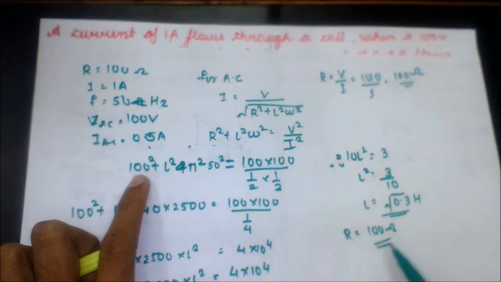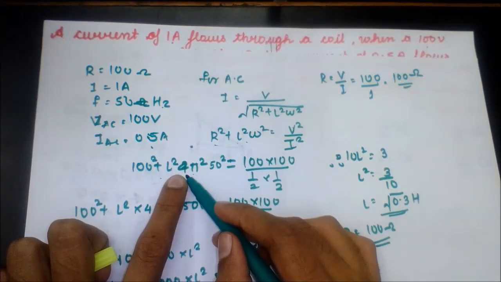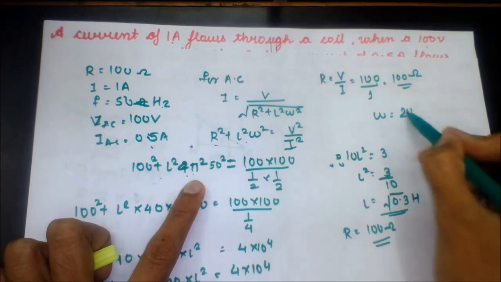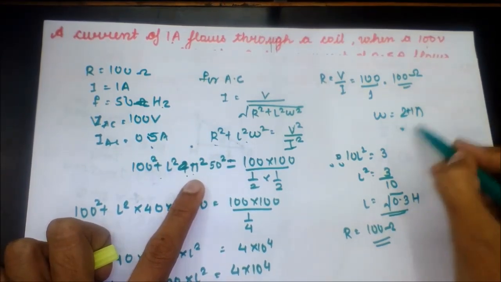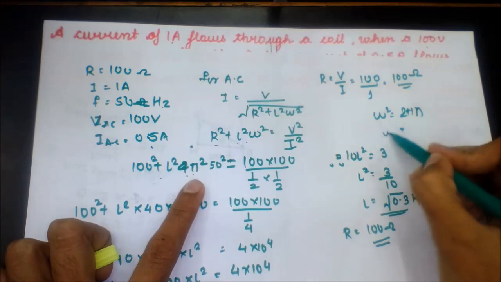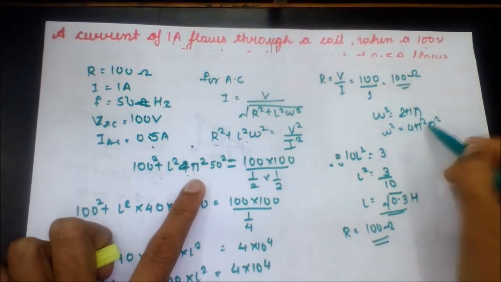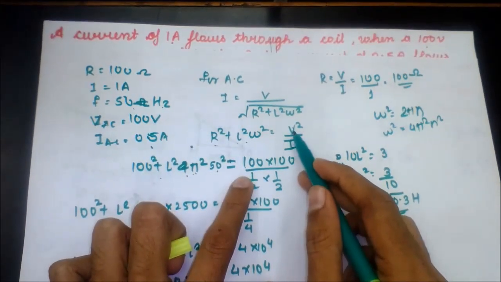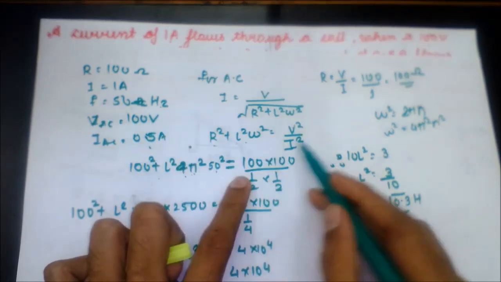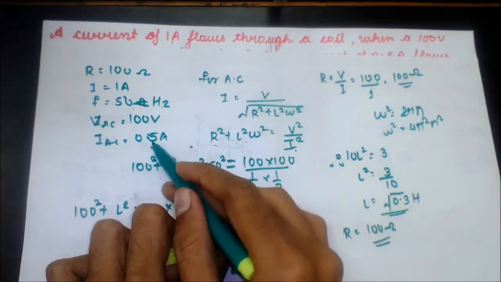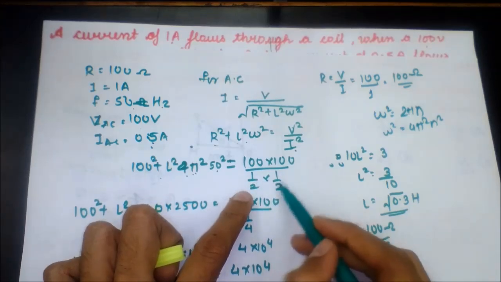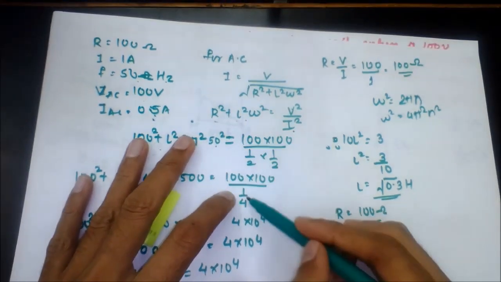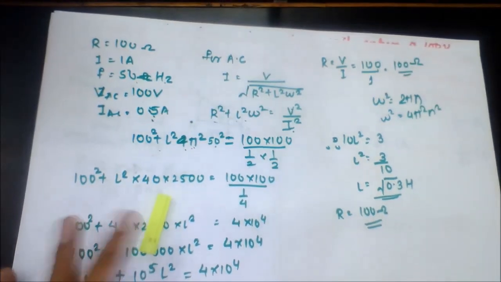Here the value of R which we found is 100, plus L square into omega square. Here omega equals 2 pi n, where n is the frequency. So omega square will be 4 pi square n square, where n is 50, and V is given to be 100. So 100 into 100 upon the square of the current 0.5, that is 1 by 2 into 1 by 2, gives 1 upon 4, so 4 goes up, and that becomes 4 into 10 raised to 4.